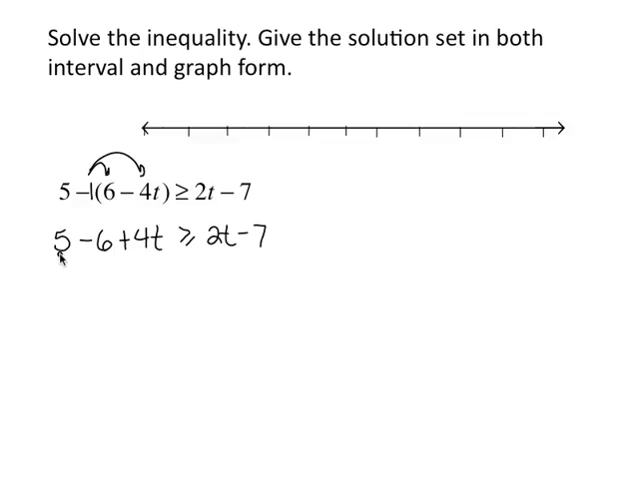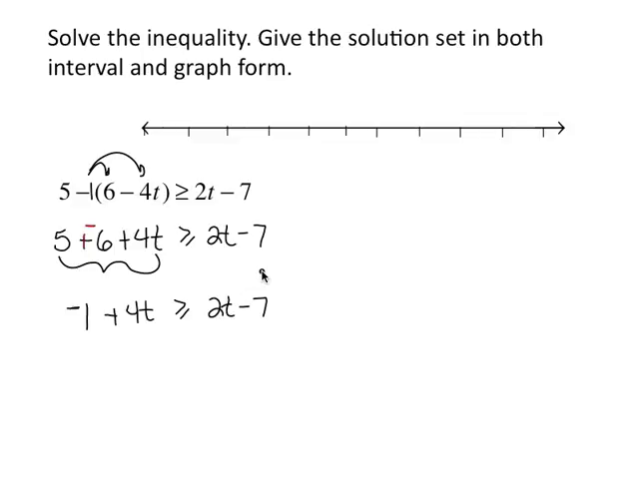We continue simplifying the left-hand side by adding the 5 and the -6. So recall that with this one, we don't subtract, we add the opposite. So 5 plus a -6, the signs are different, so we subtract, find the difference, we get 1, and -6 is further away from 0, so we get a -1, plus the 4t greater than or equal to 2t minus 7.